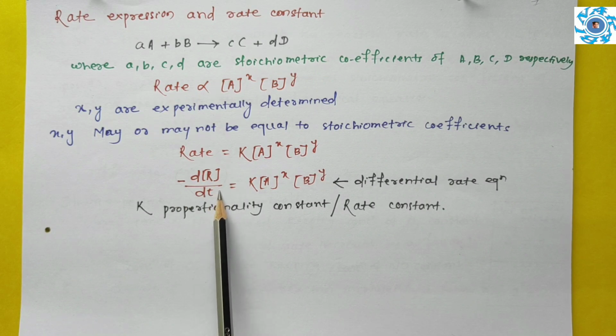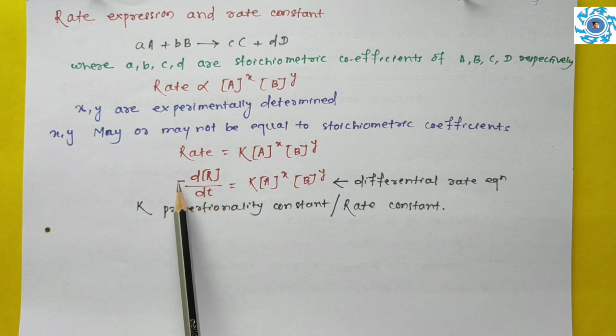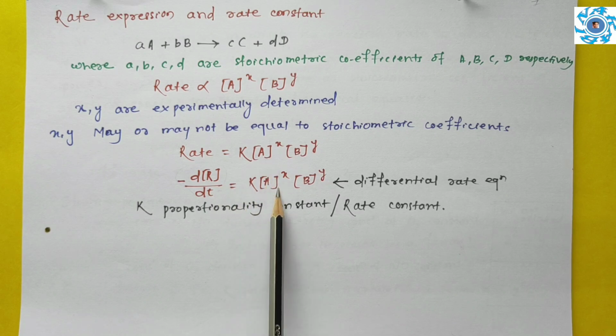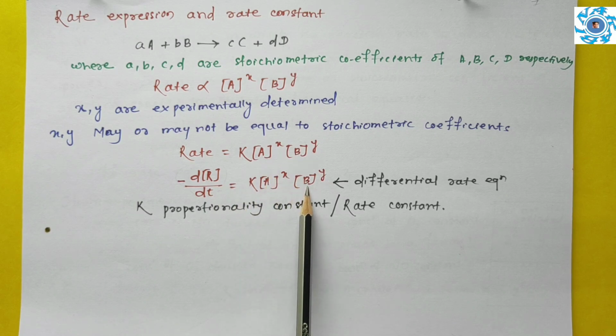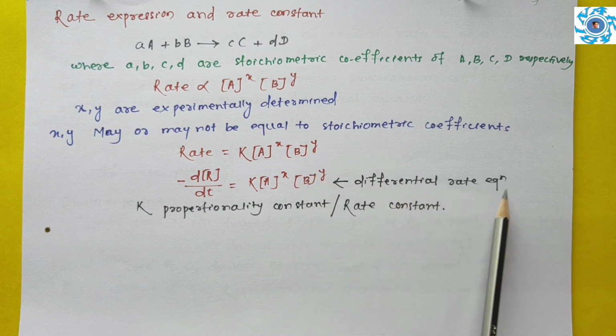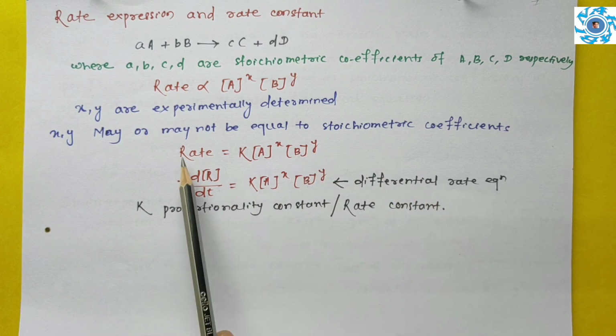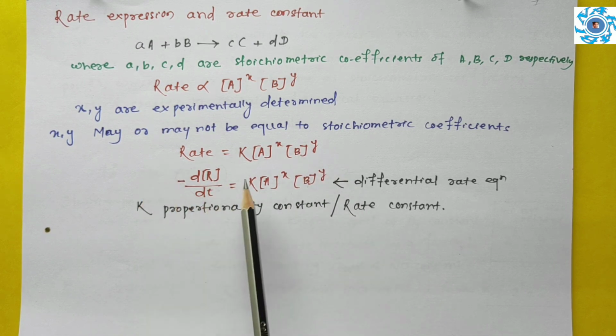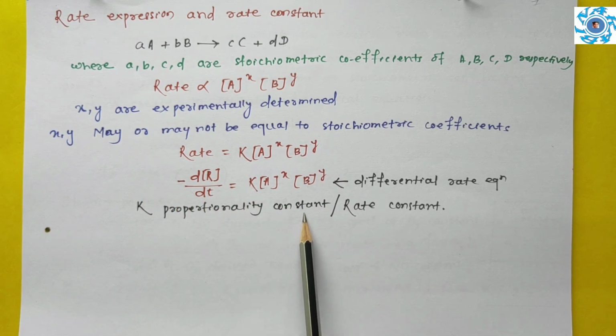We know what is rate, from the previous discussion. Rate is equal to minus d[R] divided by dt. That is equal to k concentration of A to the power x into concentration of B to the power y. This equation is called the differential rate equation. And here k is called the proportionality constant or rate constant.